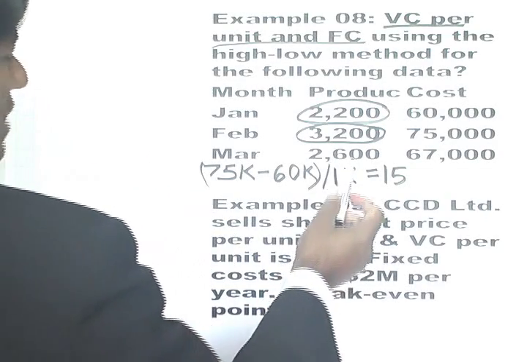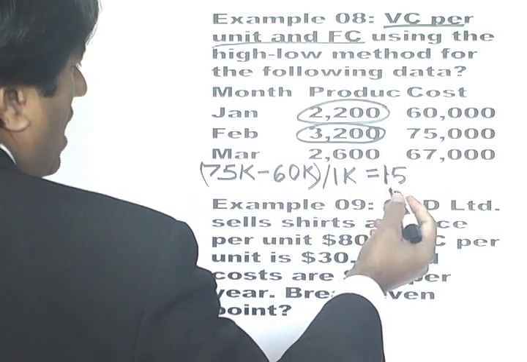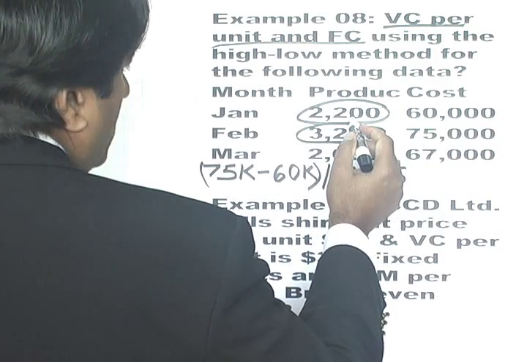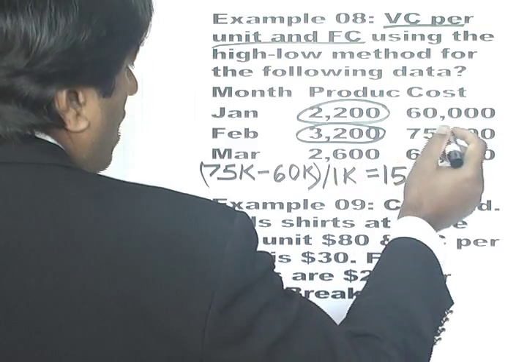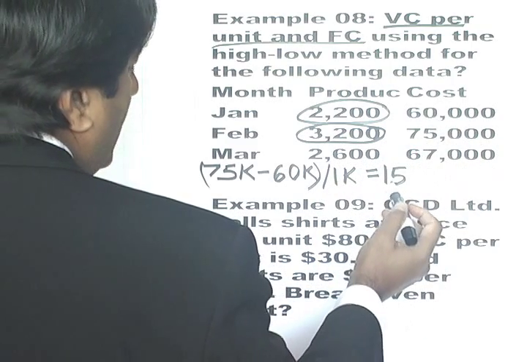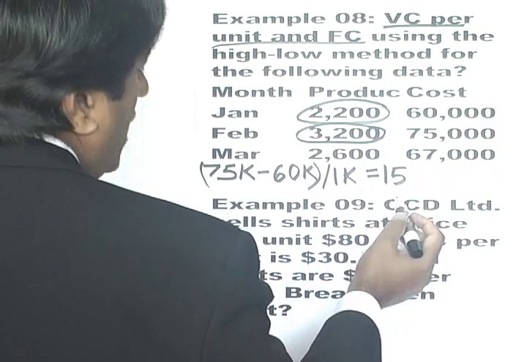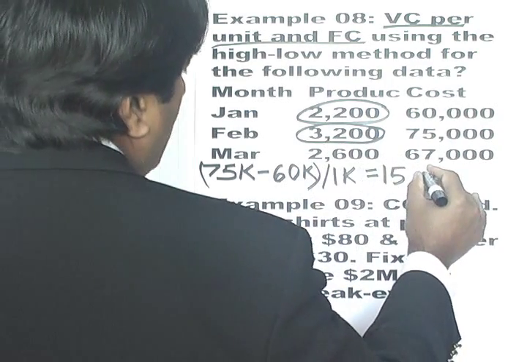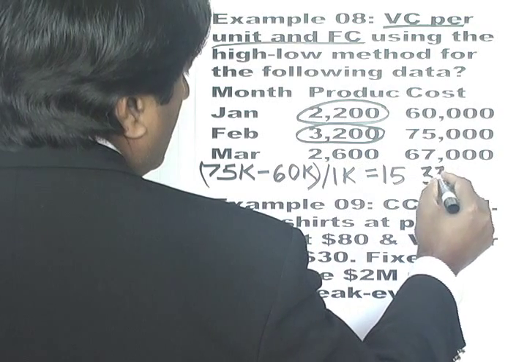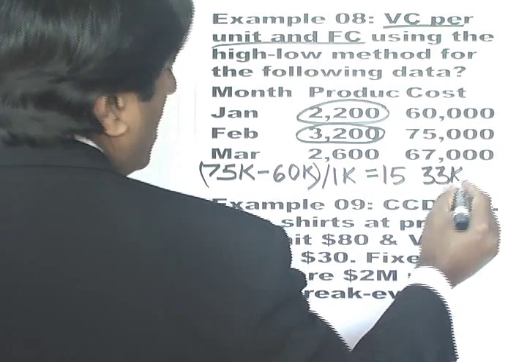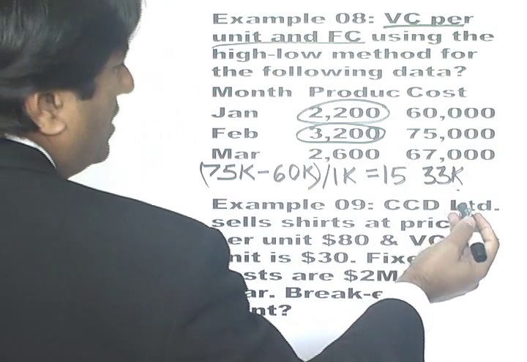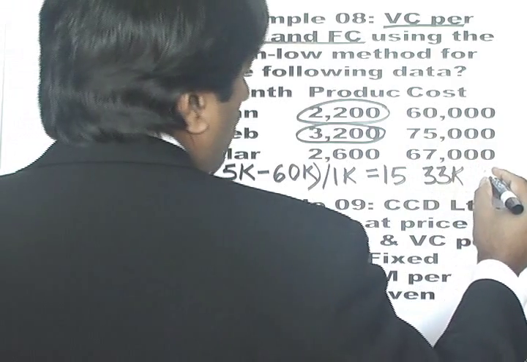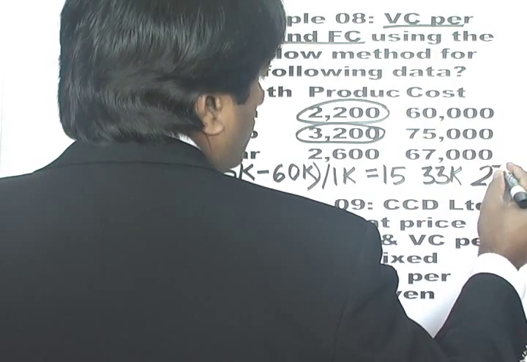and then you can find the fixed cost as the variable cost multiplied by the production, and you subtract that from the total cost. So variable cost into production will give you total variable cost, which is 15 into 2,200 will be 33K, 33,000. And then you subtract that 33,000 from the 60,000, so your fixed cost is going to be 27,000.